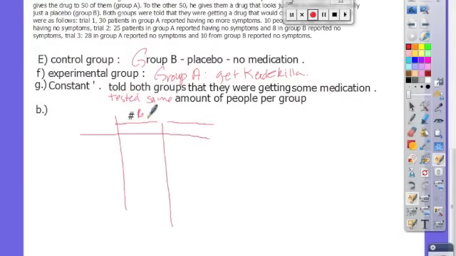H, reporting no symptoms. Okay, now how did I get that? I got that from the story.